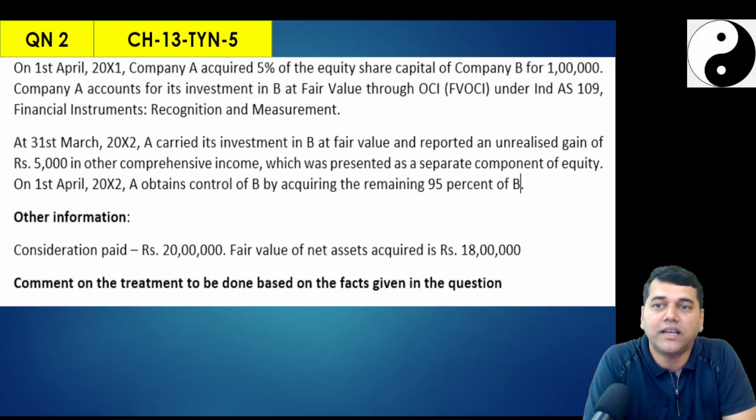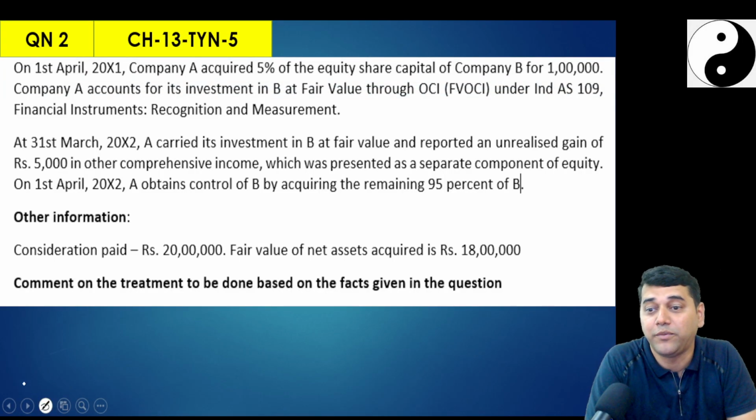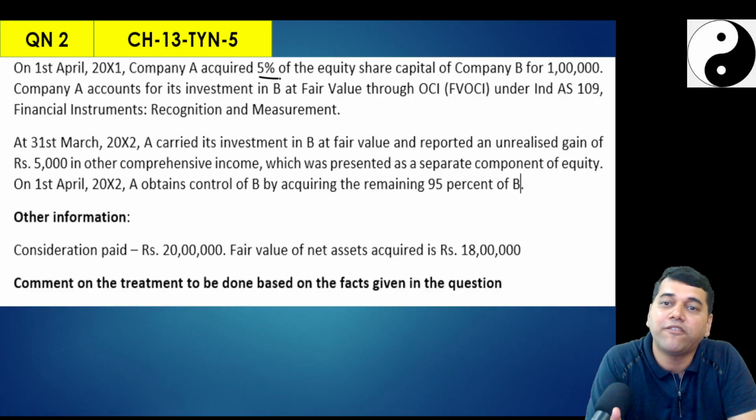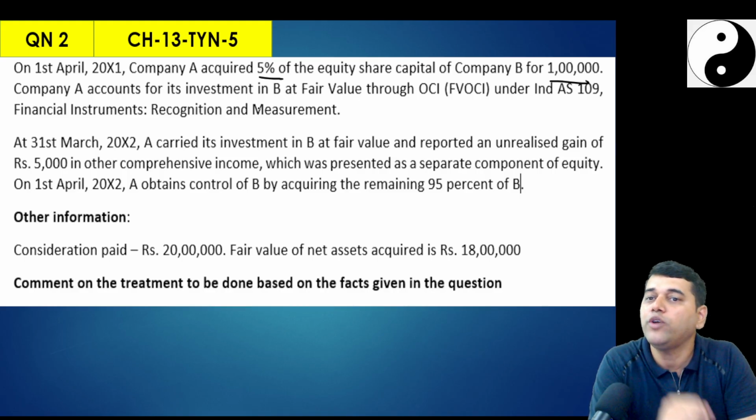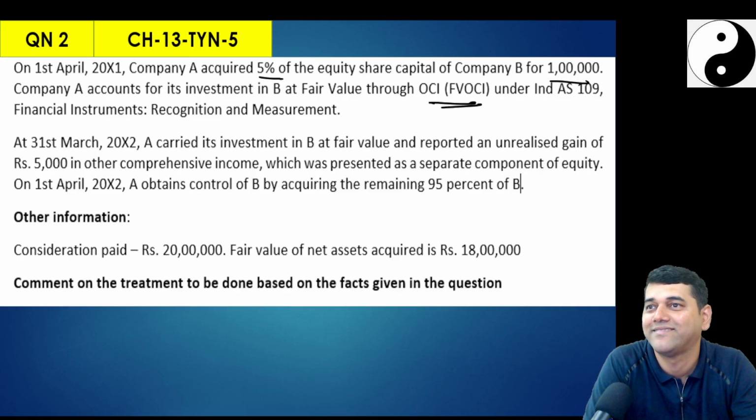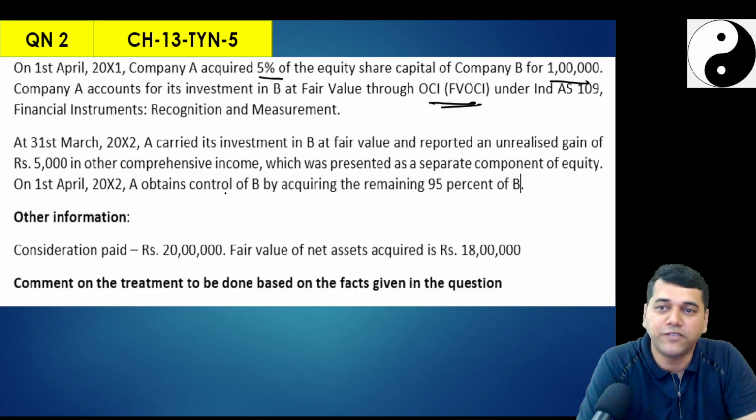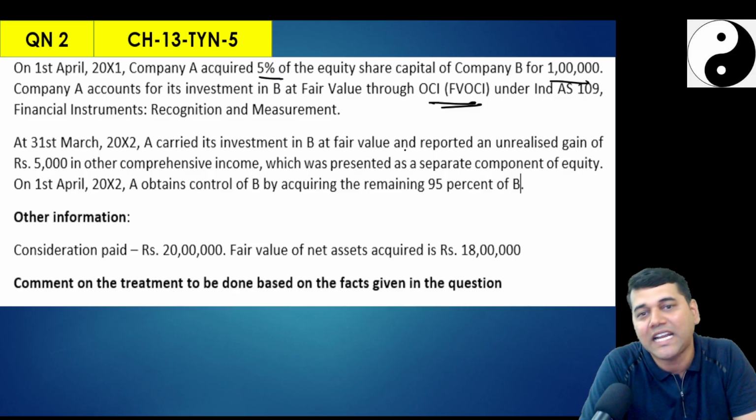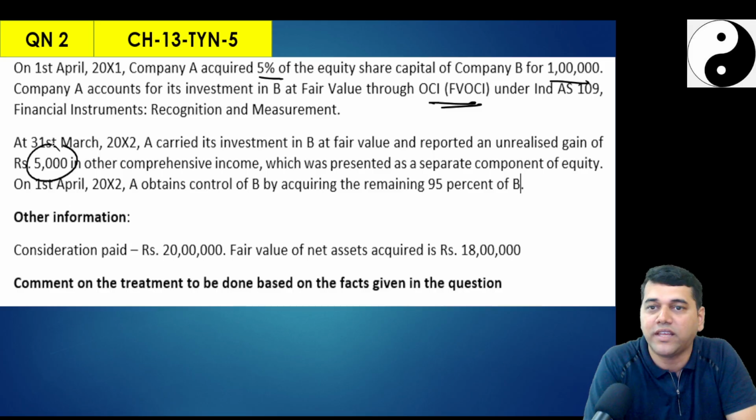On 1st April, company A acquired 5% equity. Beautiful. Dhanashree, your question. On 1st April, company A acquired 5% of the equity shares of company B for 1 lakh. Now, how do you account this investment? At FVOCI under 109. Perfect. It's not an associate now. Now, on 31st March, A carries its investment at fair value only. And how much unrealized gain was there? 5,000 was there. So it is 1,05,000, which was presented as a separate component of equity.